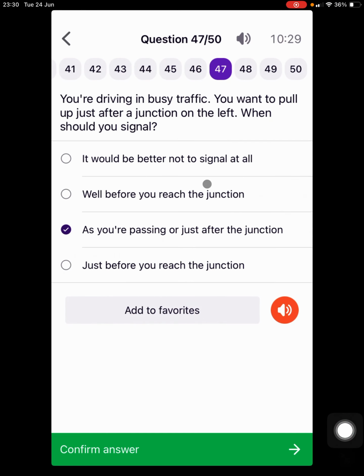Okay, so let's hear the question again. You're driving in busy traffic. You want to pull up just after a junction on the left. When should you signal? As you're passing or just after the junction? Guys, is that clear now?